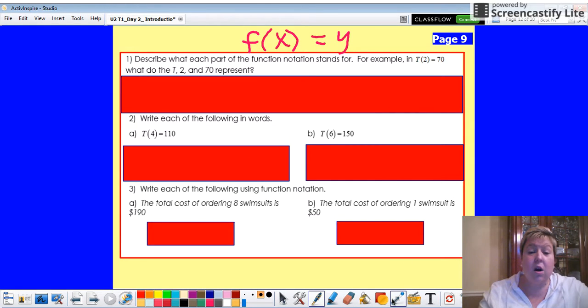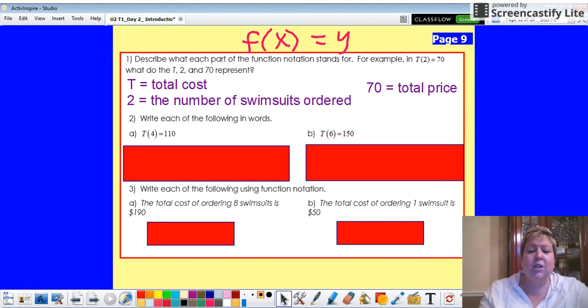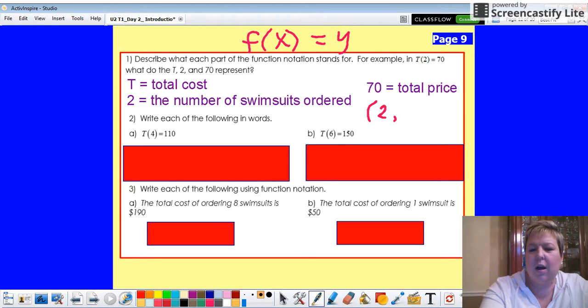So if you are taking notes right now, you want to pick up your pencil. T is going to be our total cost. 2 is the number of swimsuits that they ordered. 70 is our total price. So take a look here. If we looked back at the graph, and I'm just going to write on my screen, we actually had the ordered pair 2, 70, right?